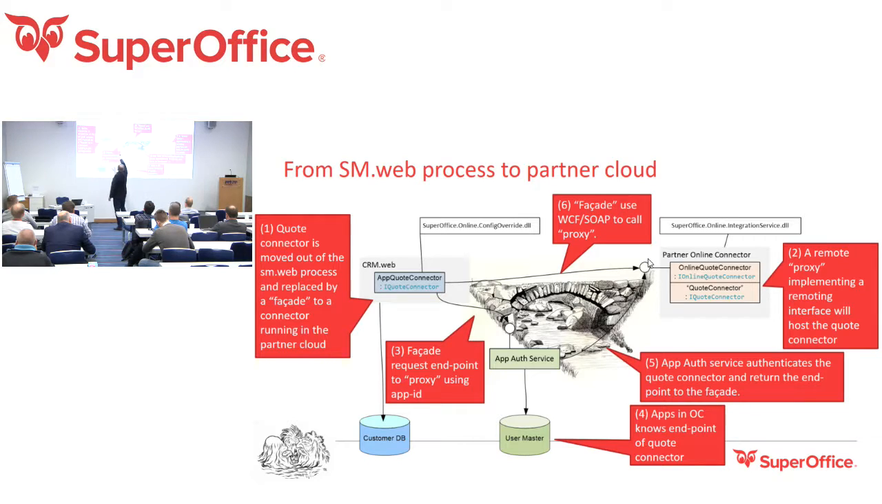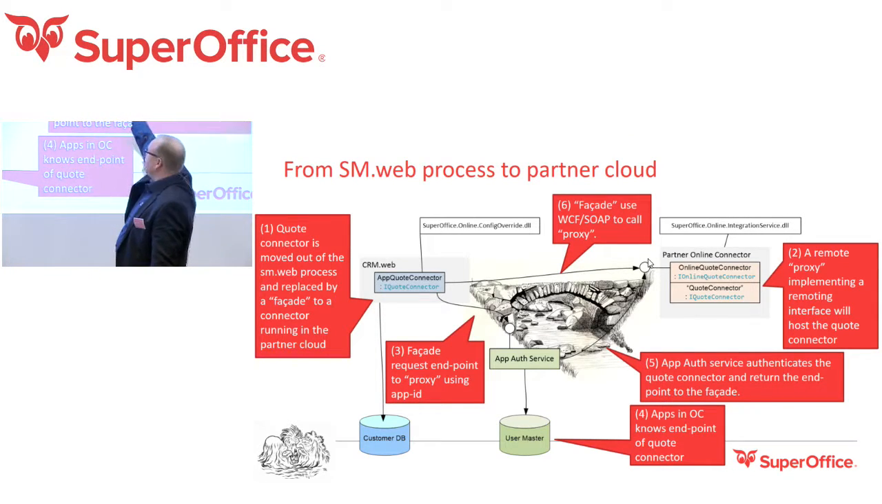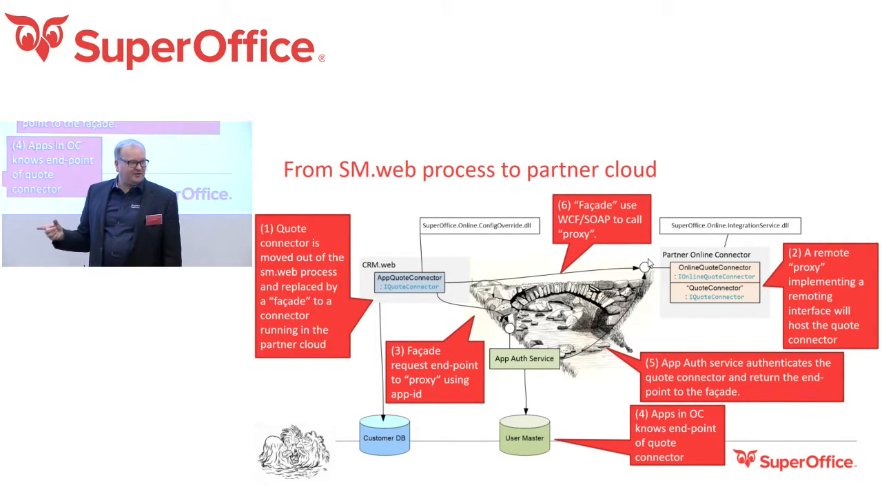So what we started with is that instead of having your quote connector, we created a quote connector facade. Basically intercepts everything and sends it out. And we create another piece of code going hosted in your cloud, which is responsible for talking web services and translating that to your original quote. So if you had a quote connector managing to only use SuperOffice plugins, it should be working out of the box with not much work at all.